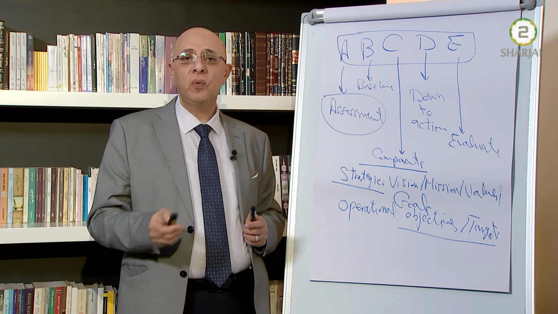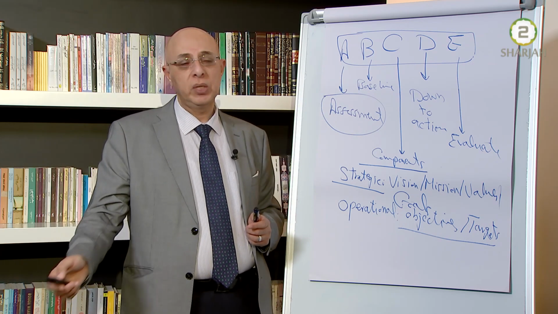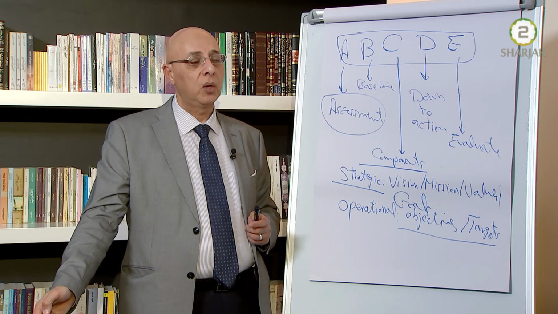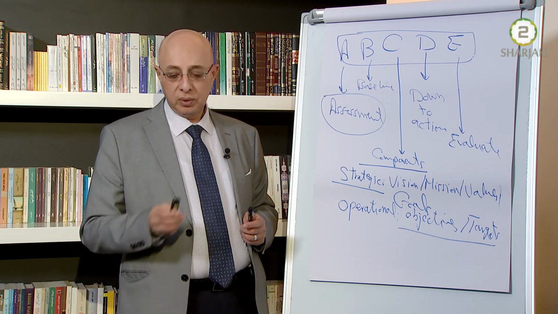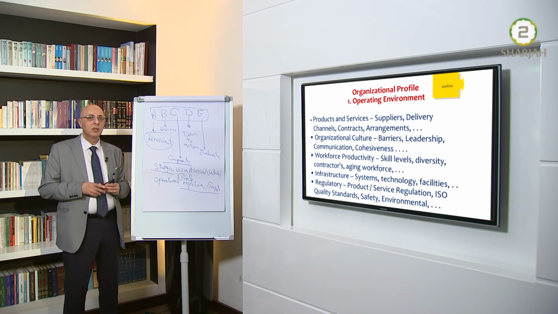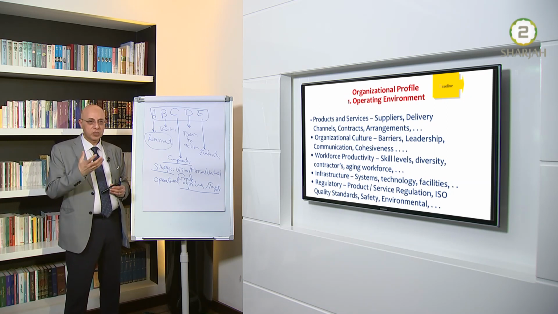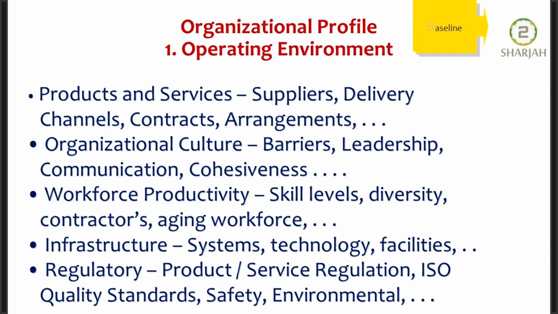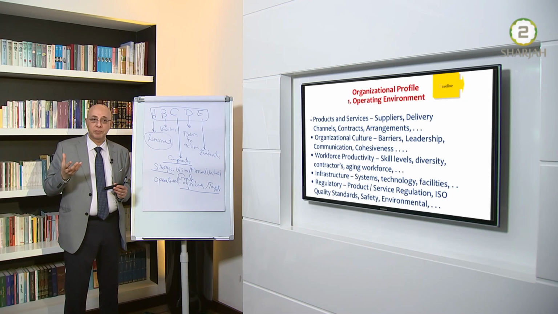The organizational profile should include several issues. First, the organizational profile should give us what we call the operating environment. What are our products or services? Who are our suppliers? Delivery channels? What types of contracts do we have? What legal arrangements? What about our organizational culture? Are there any barriers? What about leadership?